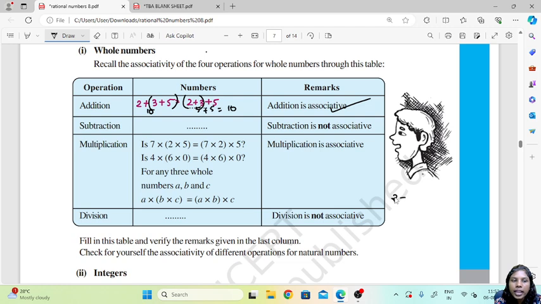Now let's look at subtraction with the same example. So 2 minus 3 minus 5. So I have this, and the other way around would be what?